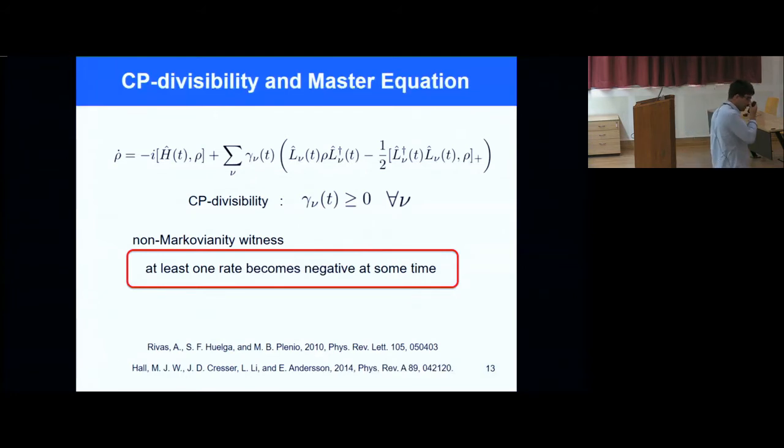What is even more, in rather general conditions, even dynamical maps that are non-CP divisible can be written in this form, described by this time-dependent master equation. But importantly, in those cases, rates are not ensured to be positive at all times. So you can use the fact that at least one of the rates appearing in this time-dependent master equation may take negative values, even at a single instant of time, as a criterion to assess whether or not dynamics is Markovian or non-Markovian according to the CP divisibility criterion. And the well-known Rivas-Huelga-Plenio measure of non-Markovianity is based on this criterion.